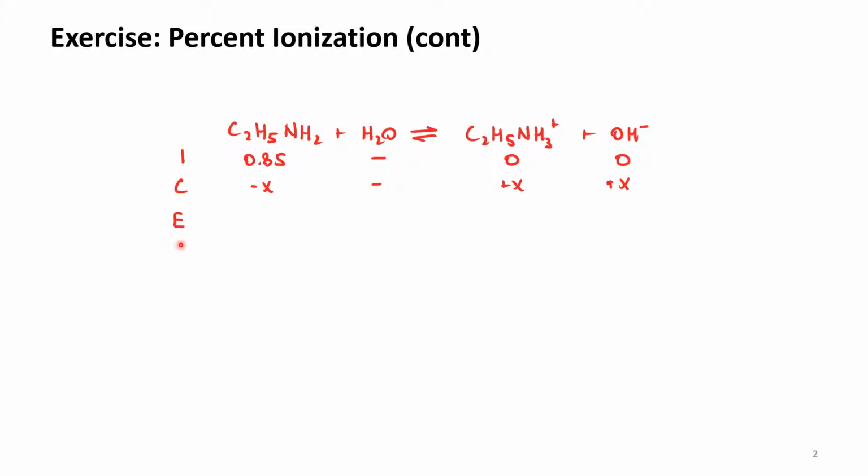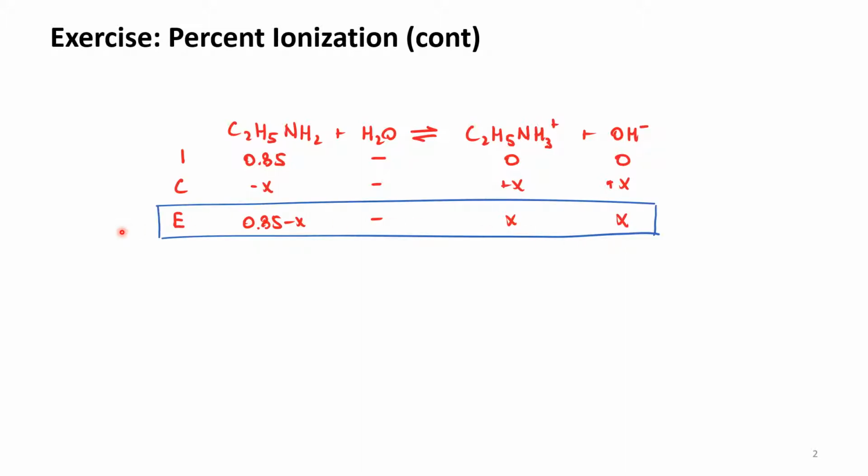For the equilibrium concentrations, we just add up the columns. So here we have 0.85 minus X. Water, just put a line through it. For ethylammonium, we have 0 plus X, gives us an equilibrium concentration of X. And similarly, for hydroxide, we also have an equilibrium concentration of X. So this equilibrium line is the important part for solving our equilibrium problem.